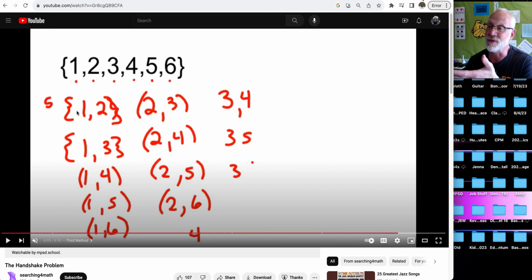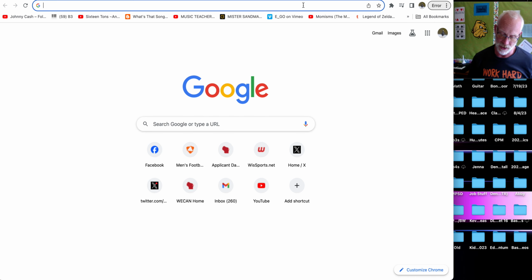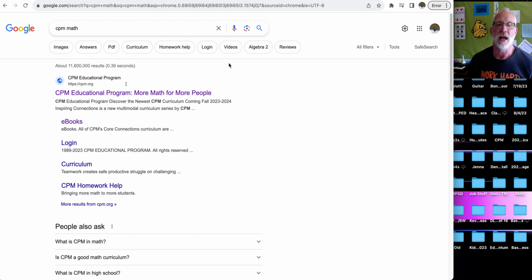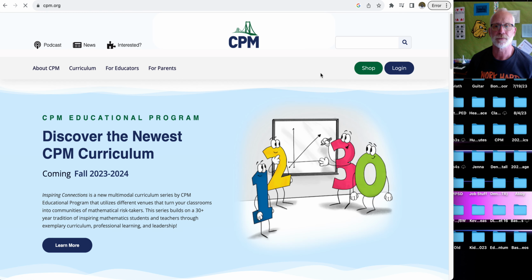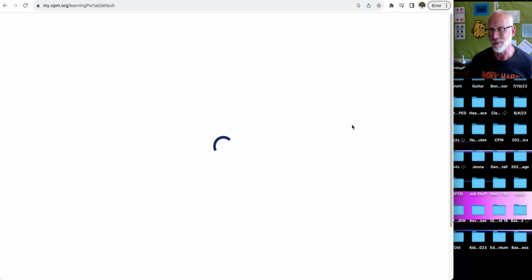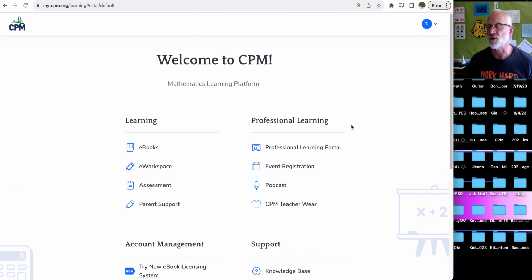So the first thing we had to do was find tiles. Then the kids went into CPM math, and more math for more people. Log in. Now I'm already in, so I'm in. If you're on your Chromebook, you can just click on your Google G. If you're not on your Chromebook, you probably have to enter your username from school and your password from school.